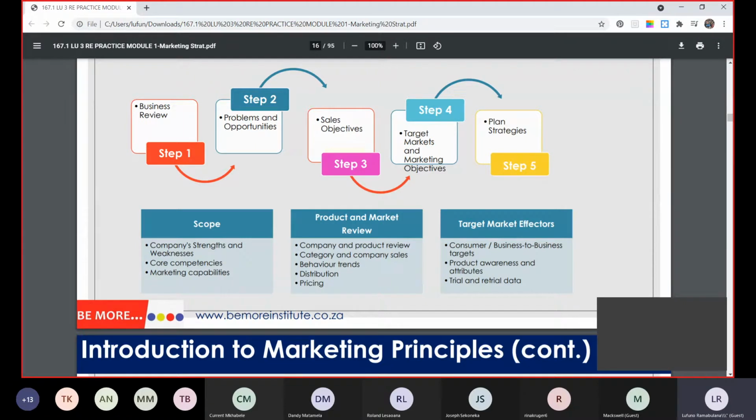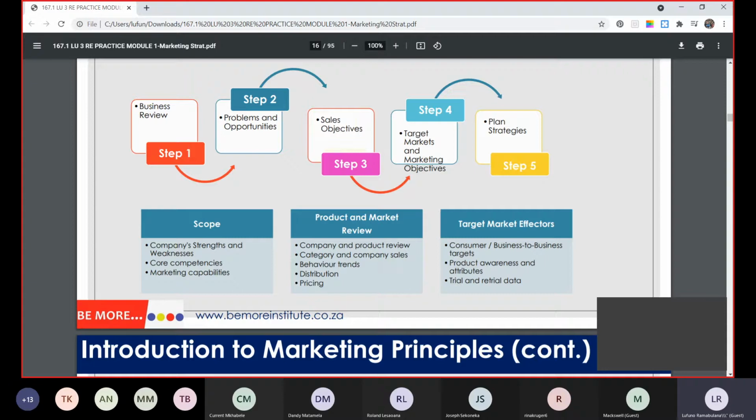The product and market review will look at the company and the product review. Of course, we're looking at reviewing the full company as per the scope that we have detailed. The product: what product do we have? What are the different attributes of this particular product? What makes this product good or appealing to the market that we are looking at? What category and the company sales? So we'll categorize our sales and know that these are the different categories that we have within the company. Are we going to be able to distribute? What is the distribution model? And the pricing: how are we going to price our products?